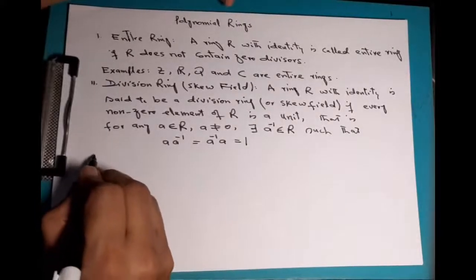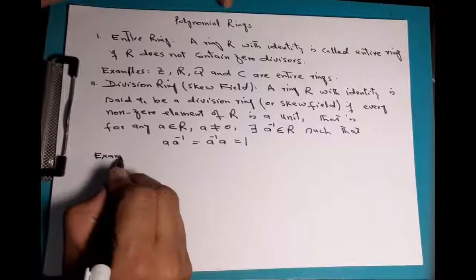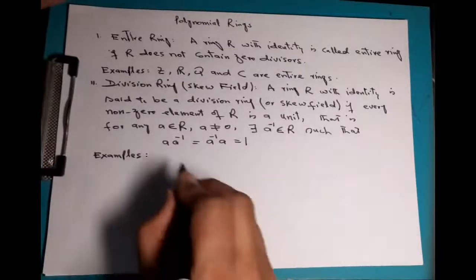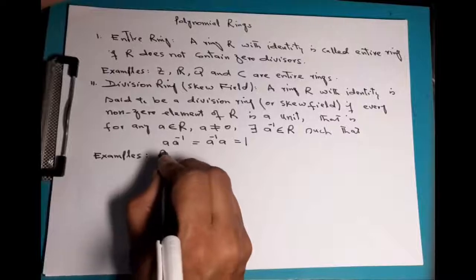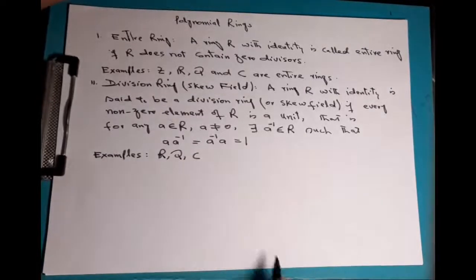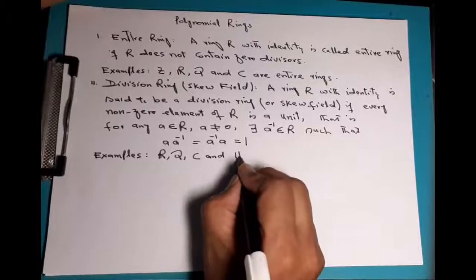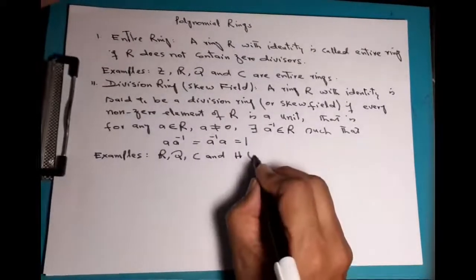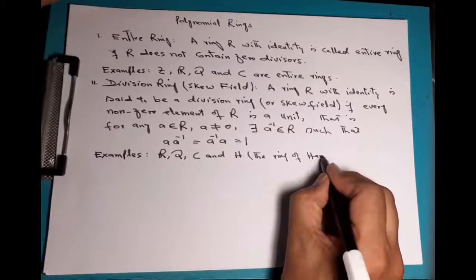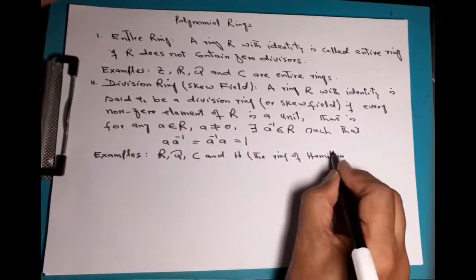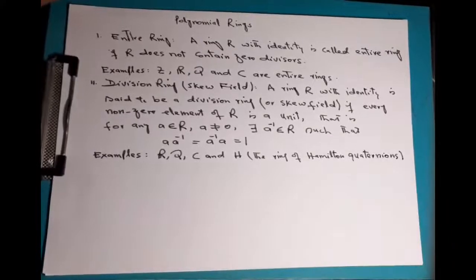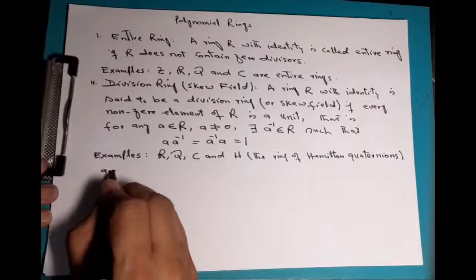And examples of division ring are the ring of real numbers, Q the ring of rational numbers, C the ring of complex numbers, and H the ring of Hamilton quaternions. So these are division rings.